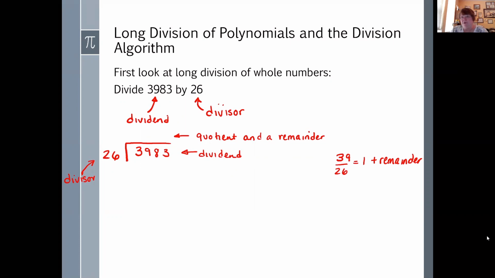The number 1 is the first number in your quotient. So now you take the first number in your quotient, you multiply it by your divisor, and you're going to subtract that from your dividend. So you take 1 times 26, you get 26, you write that underneath the 39, and you subtract. 39 minus 26 is 13, and that's your remainder. So when you divide 26 into 39, it goes once with a remainder of 13.